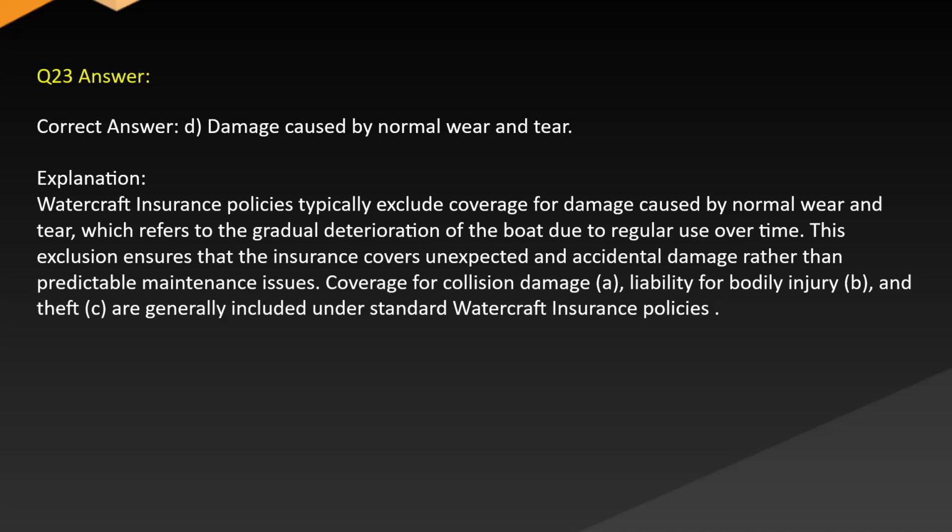Explanation. Watercraft insurance policies typically exclude coverage for damage caused by normal wear and tear, which refers to the gradual deterioration of the boat due to regular use over time. This exclusion ensures that the insurance covers unexpected and accidental damage rather than predictable maintenance issues. Coverage for collision damage, A, liability for bodily injury, B, and theft, C, are generally included under standard watercraft insurance policies.